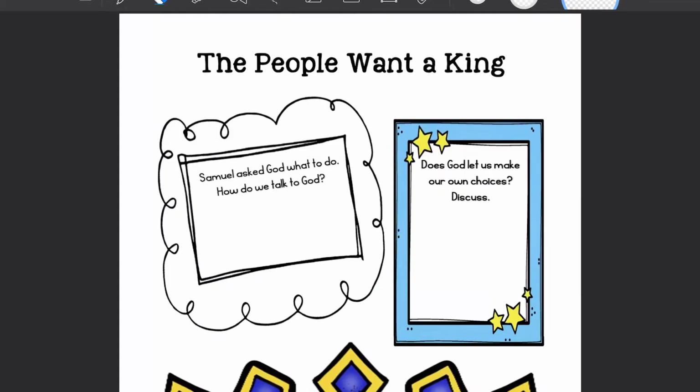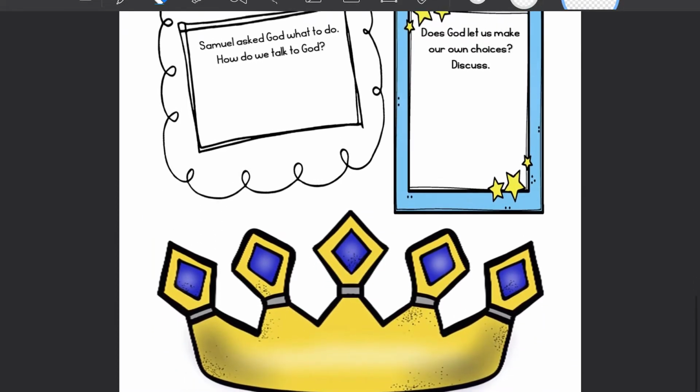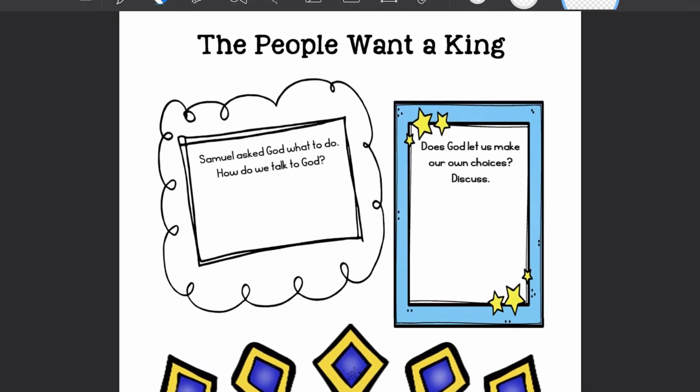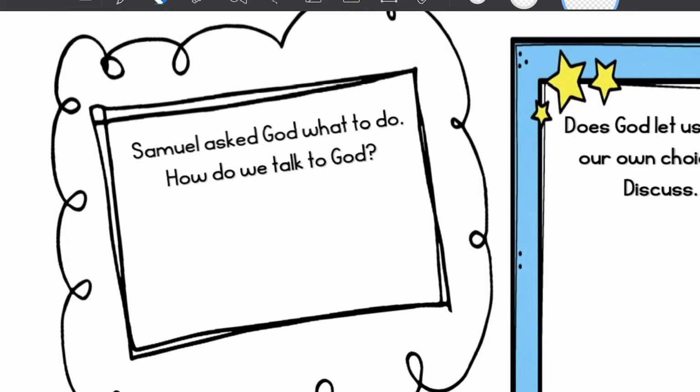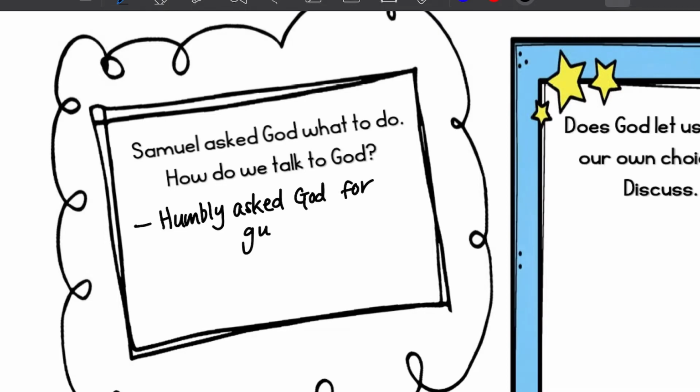Alright, so we have the last activity here for today, and we have some questions. So let's answer these questions one by one. So first says, Samuel asked God what to do. How do we talk to God? How do you guys talk to God? When I see Samuel, I think there are 2 significant ways that Samuel talked to God. The first thing is that he humbly asked God for guidance.